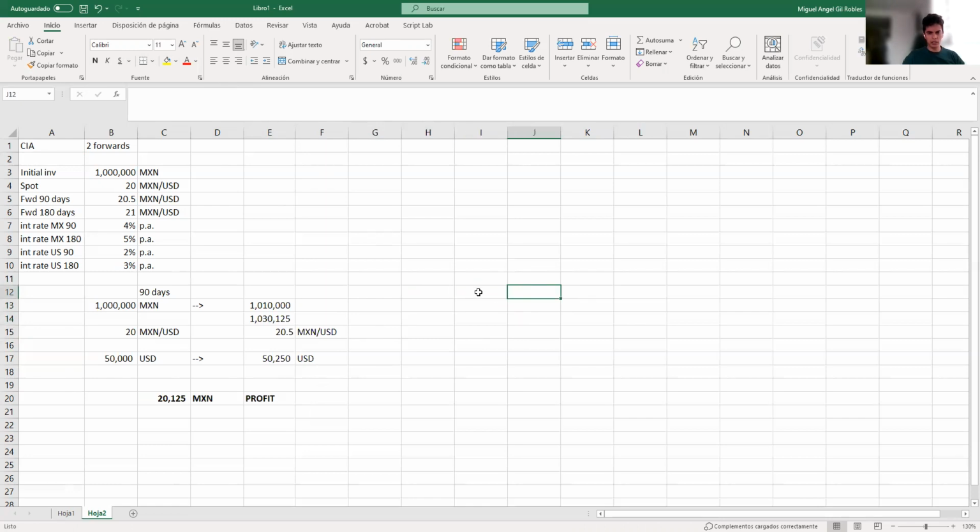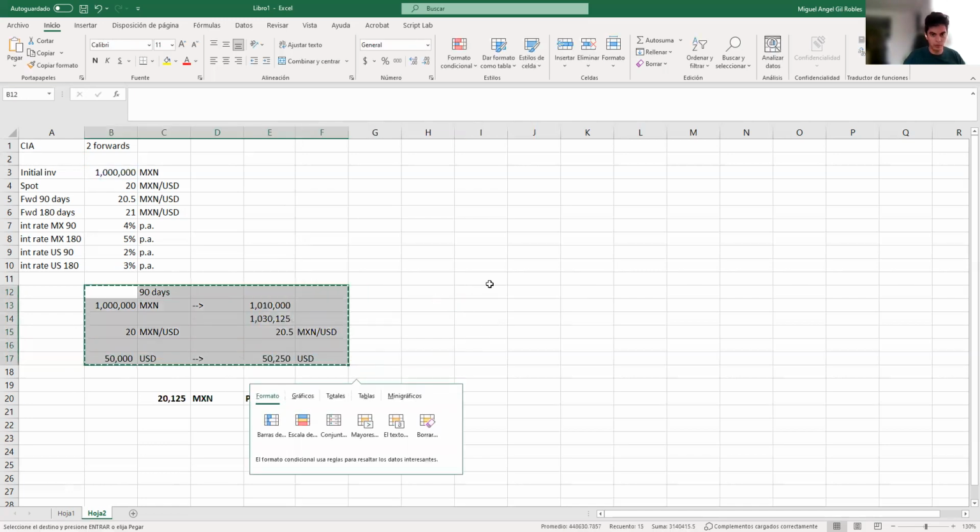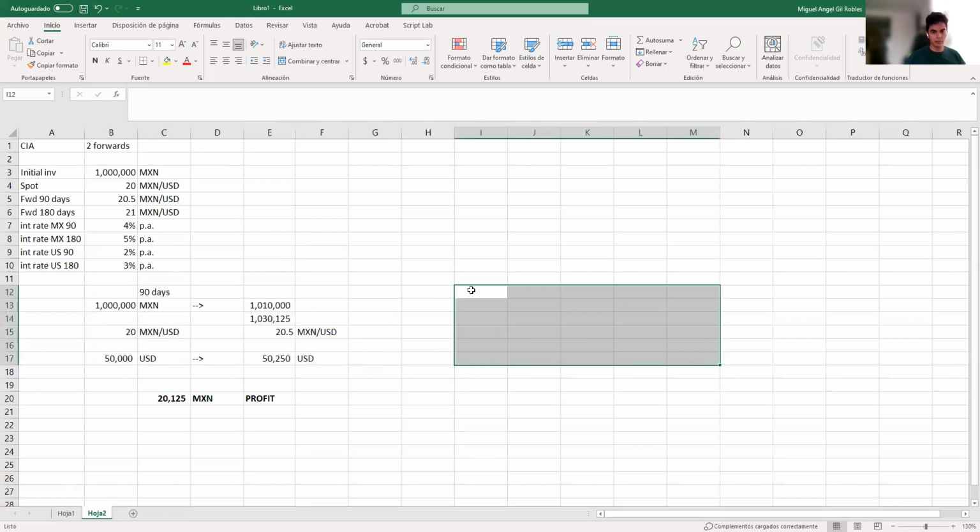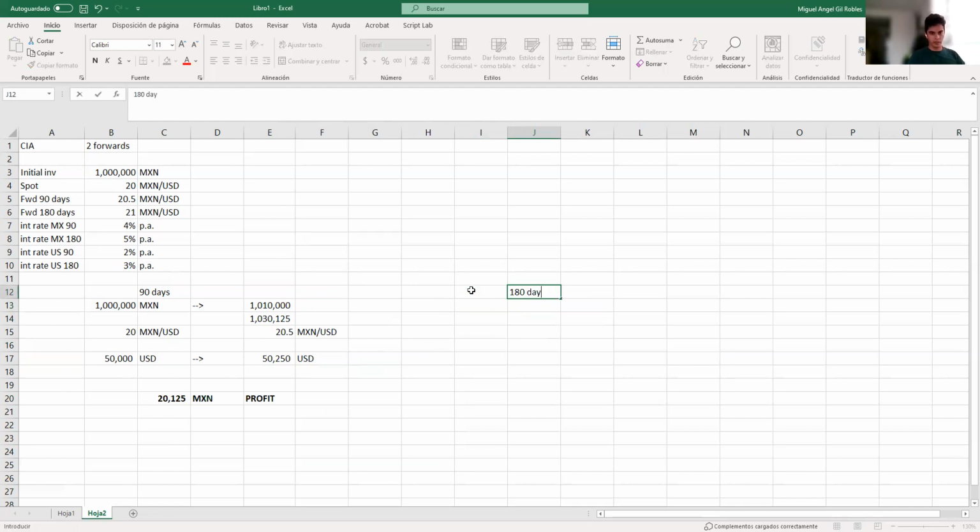And I will start doing the 180 days rectangle. I don't know why I keep saying triangle, but rectangle in here. So again, I follow the same thing. I think it makes sense if I copy all of this, copying the format, so it will be easier. This is 180 days, and I start with 1 million pesos. This is the same, this is the same.